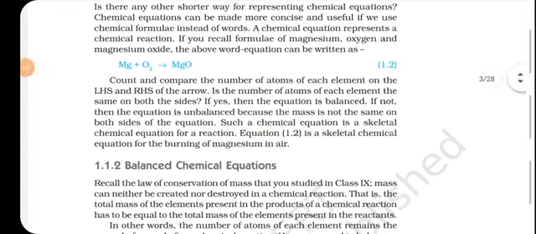So this is also known as the skeletal chemical equation for the burning of magnesium in air. Mg plus O2 gives MgO. We have a periodic table in which every element is written. Each element is denoted by some letter or letters, and thus if we are writing chemical equations, we only use the same common letters or symbols in these chemical reactions.